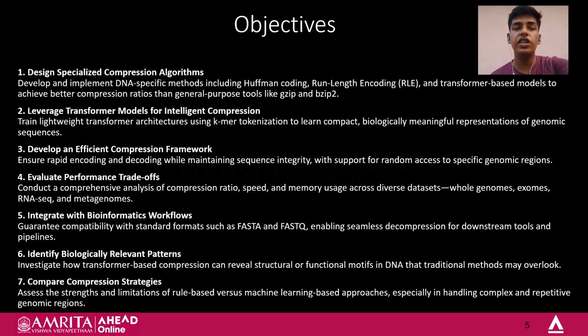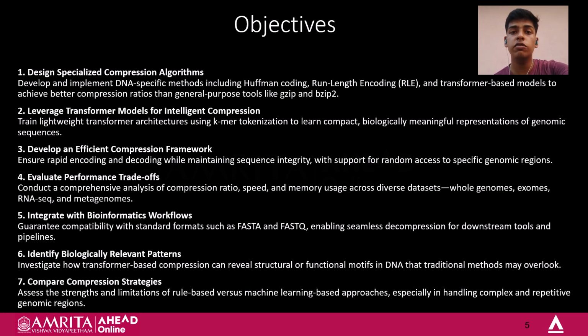Third, we will develop an efficient compression framework that ensures fast encoding and decoding while preserving sequence integrity. This will also support random access to specific genomic regions. Fourth, we will evaluate the performance trade-offs, analyzing compression ratio, speed, and memory usage across a wide variety of datasets, including whole genomes, exomes, RNA sequences, and metagenomes. Fifth, we aim for seamless integration with existing bioinformatics workflows by supporting standard formats like FASTA or FASTQ, ensuring compatibility with common downstream tools.